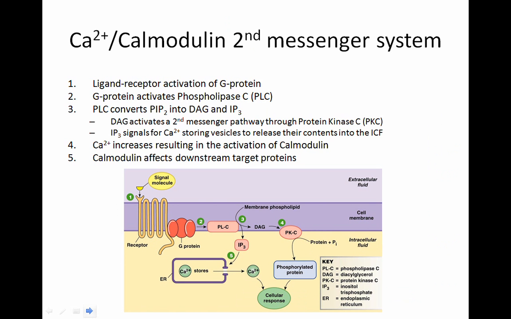There's another type that's classic as well, and this makes up the next greater portion: the calcium-calmodulin second messenger system. Again, we have a ligand binding to a G protein coupled receptor that activates a G protein, but instead of activating adenylyl cyclase, the G protein activates another molecule called phospholipase C. Phospholipase C takes a membrane phospholipid, PIP2, and cleaves it. It produces two molecules, IP3 and diacylglycerol.